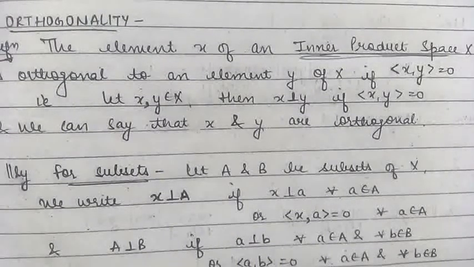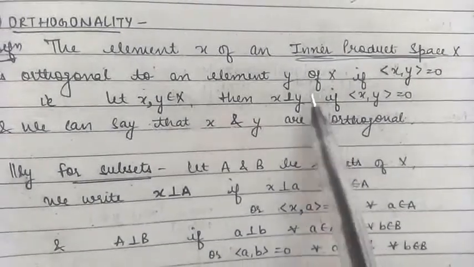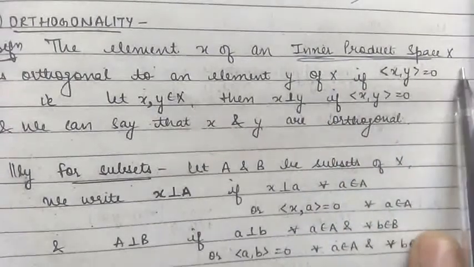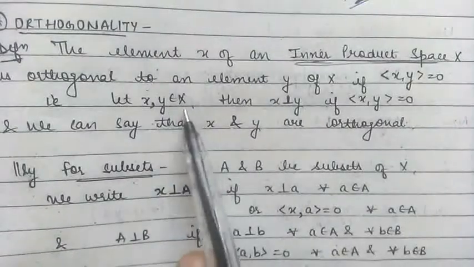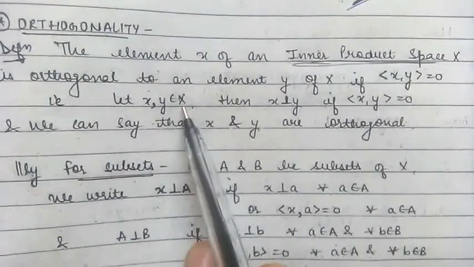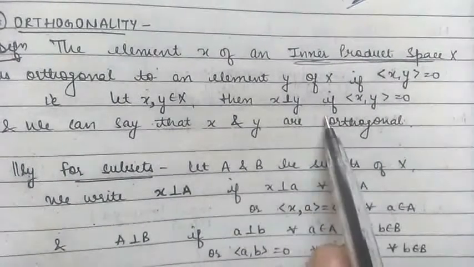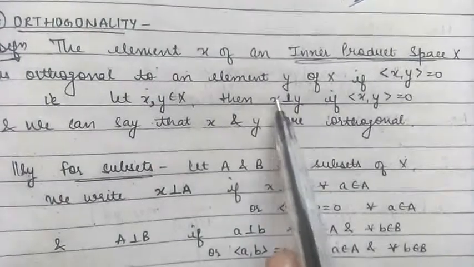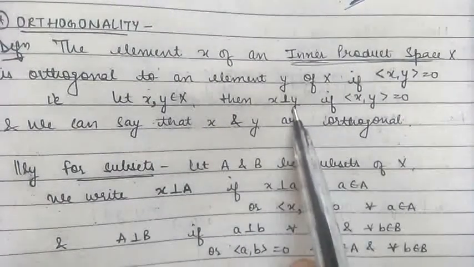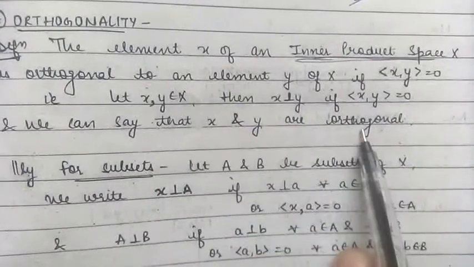Good morning, students. Today we will discuss orthogonality in an inner product space. So the first definition is: what are orthogonal elements in an inner product space? If we consider an inner product space X, then two elements x and y from this inner product space are said to be orthogonal elements if their inner product is 0. We use the symbol x ⊥ y to show that x and y are orthogonal.